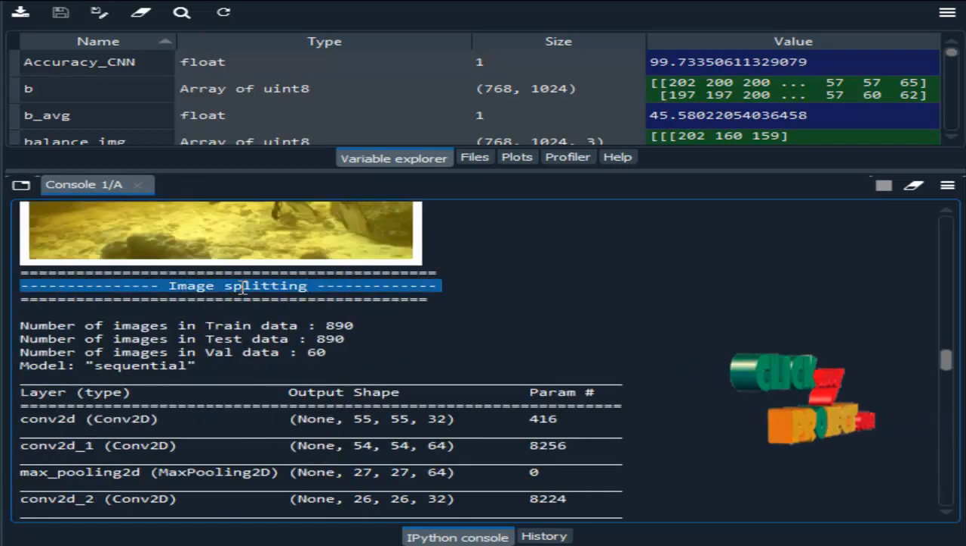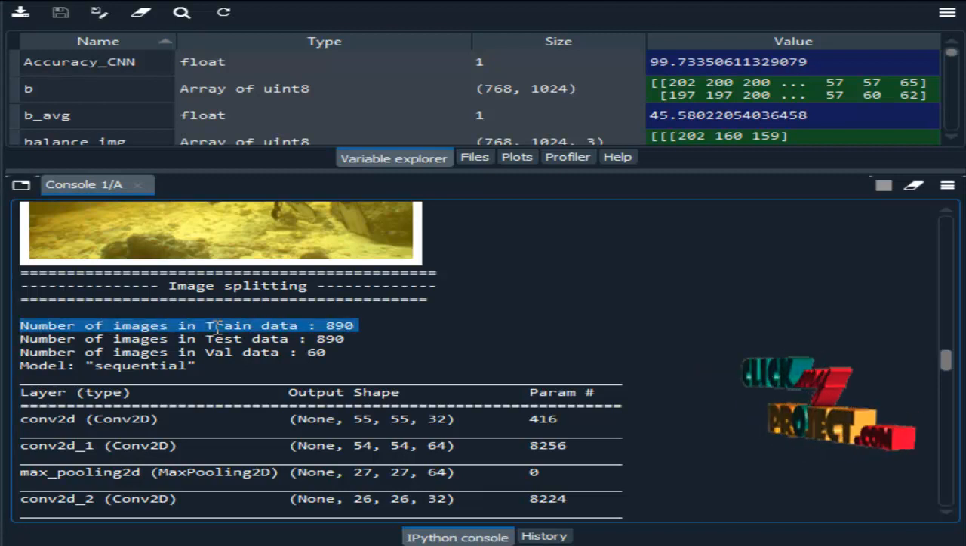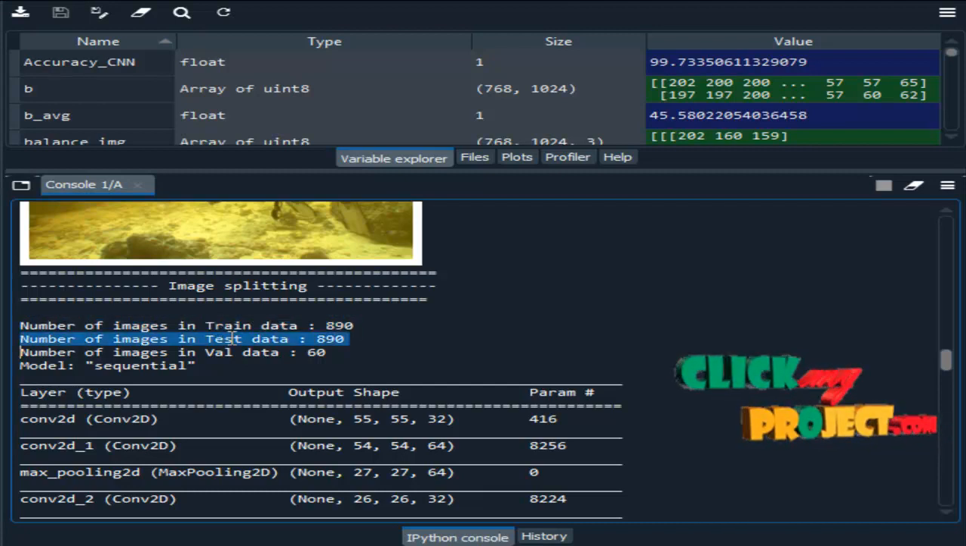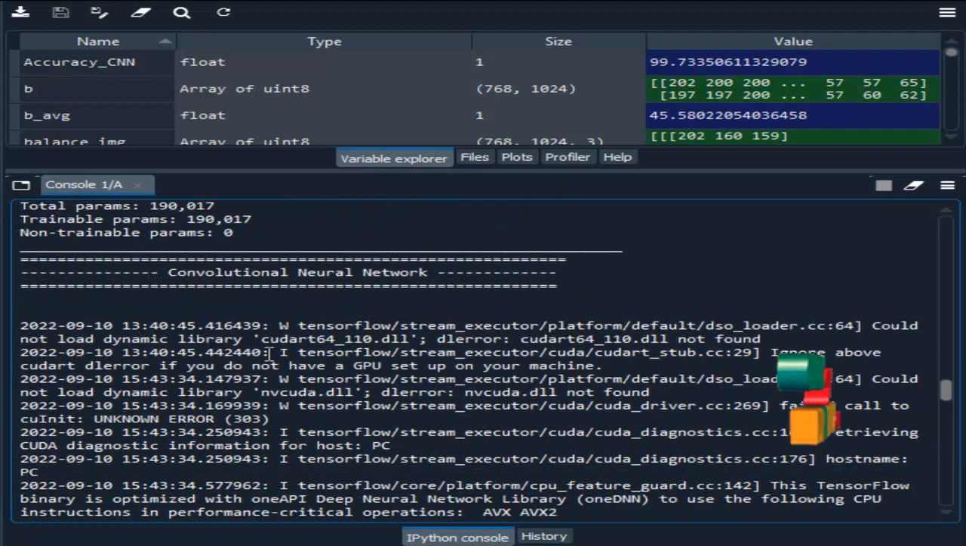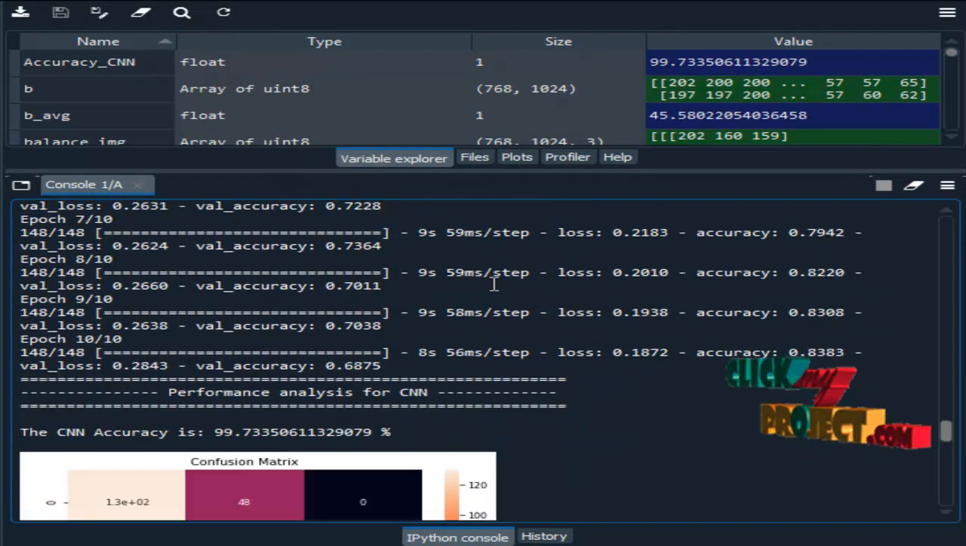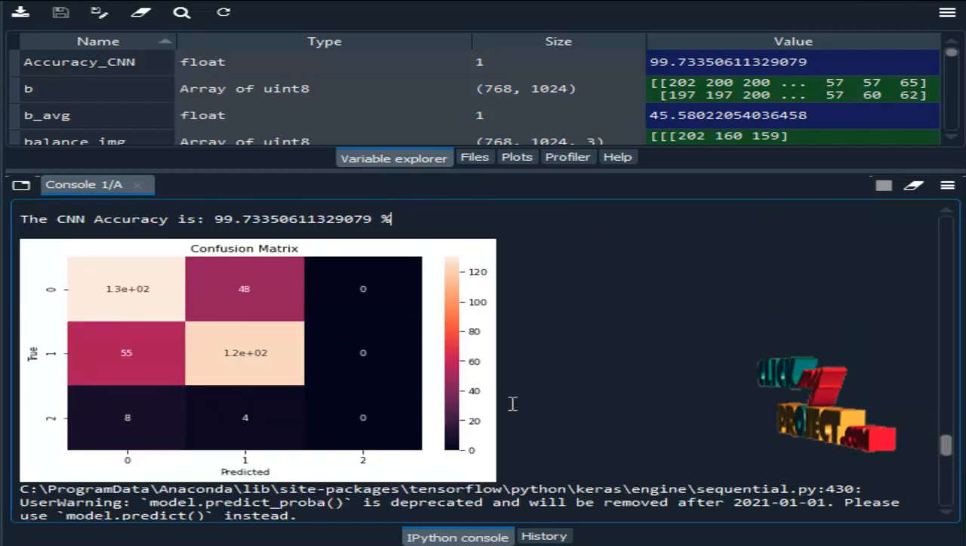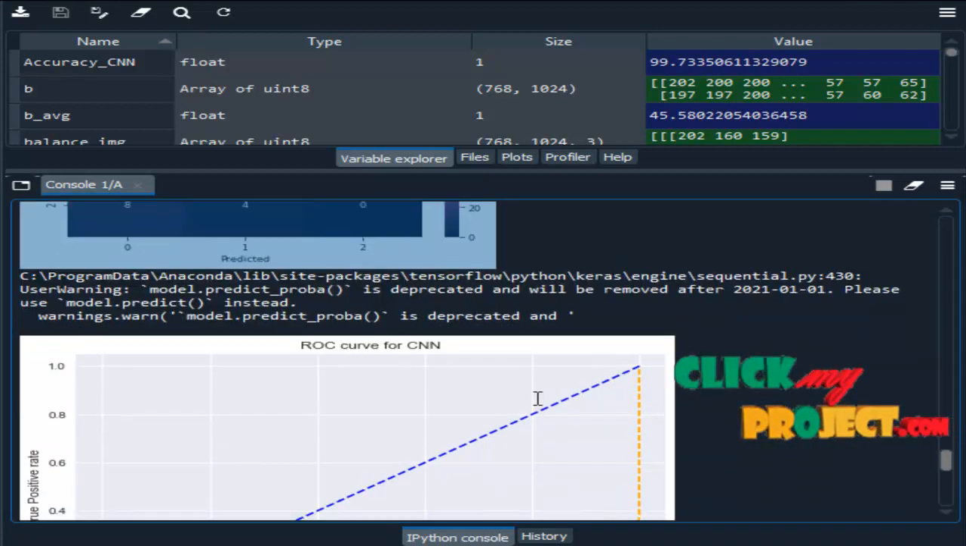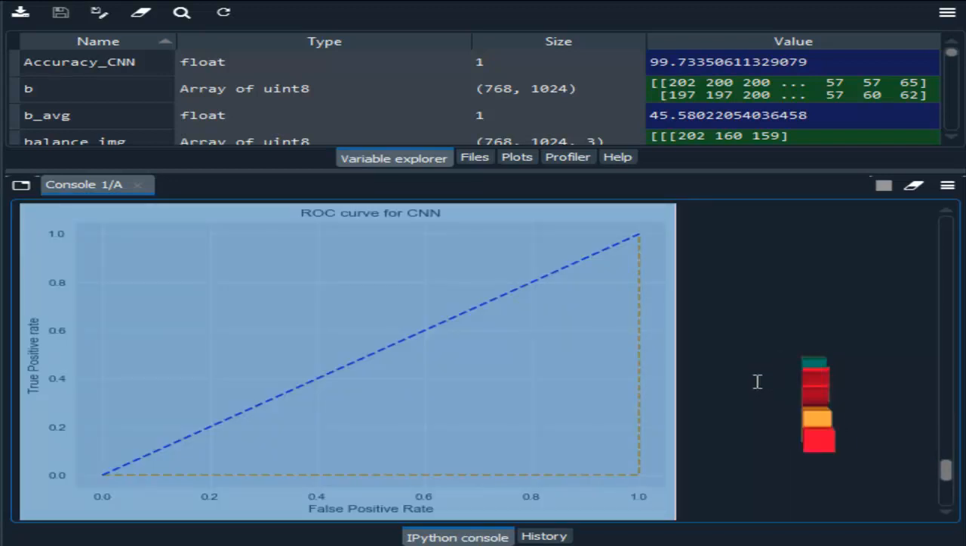Then image splitting. Here we split the whole input images. This is the total number of images present in training data. This is the total number of images present in test data. Similarly, this is the total number of images present in validation data. Then the convolutional neural network. The result for the convolutional neural network is 99.73%. This is the confusion matrix for CNN. Then this is the ROC curve for CNN. So this is the output of our project.